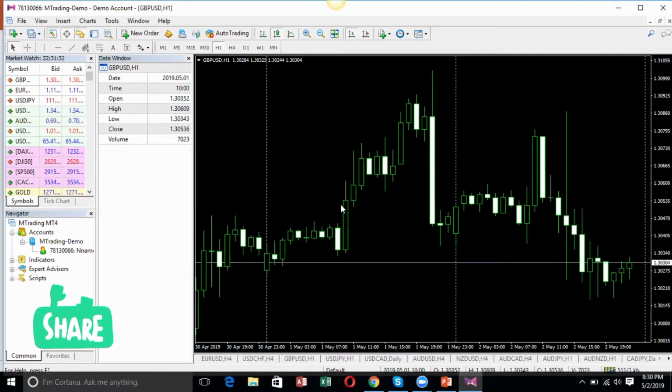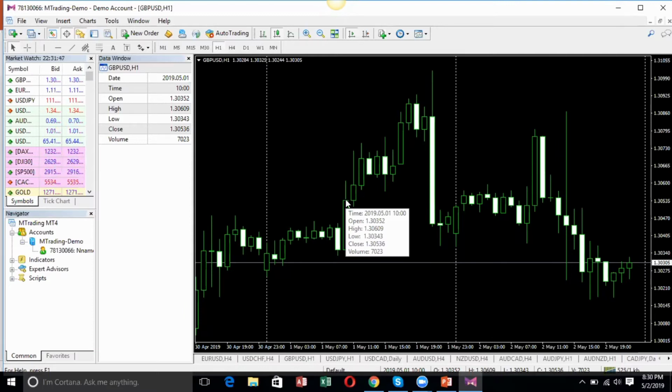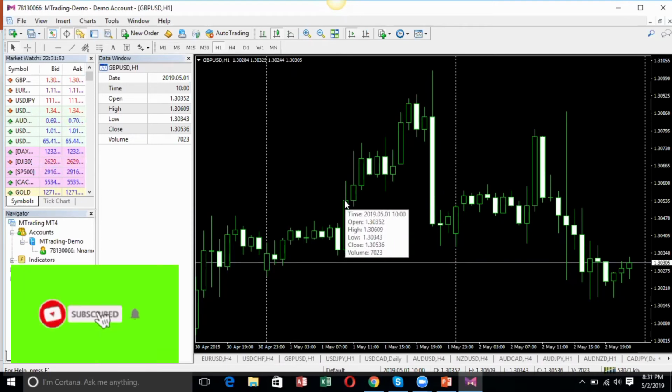Let's pick this one now. Bringing it to this place. Can you see the open? Open is 1.3035, while close is 1.3053. Can you see? The close is higher than the open. So this is what? Since the close is higher than the open, it means it went up. It's a buy candle. Are we following?